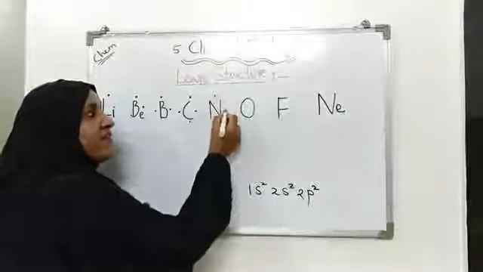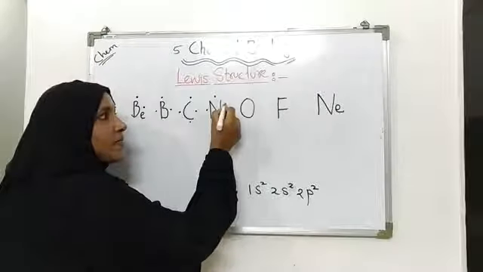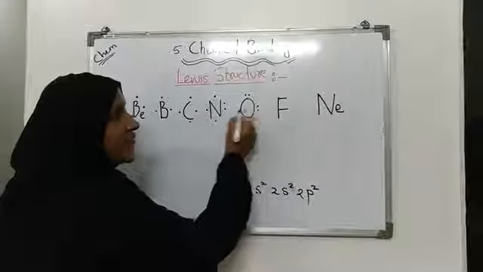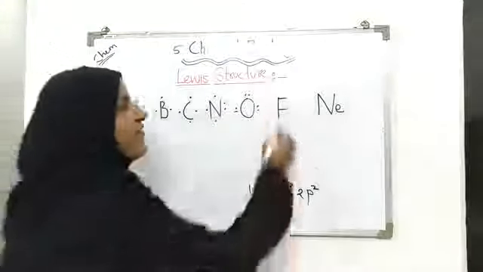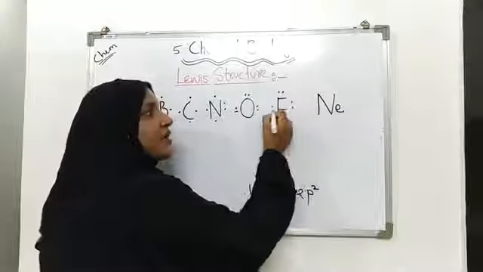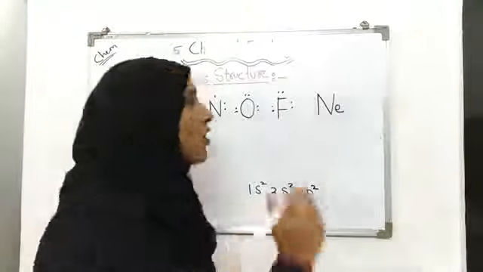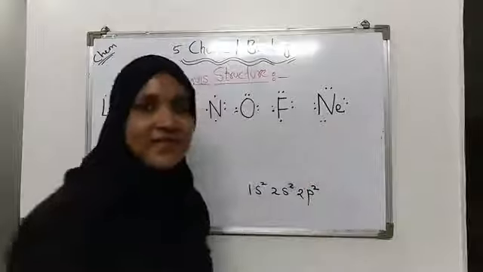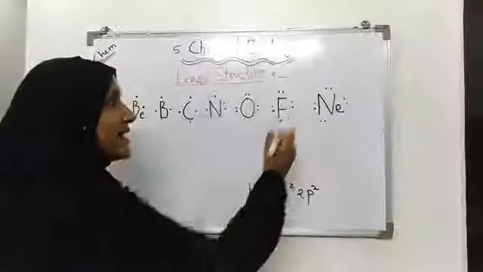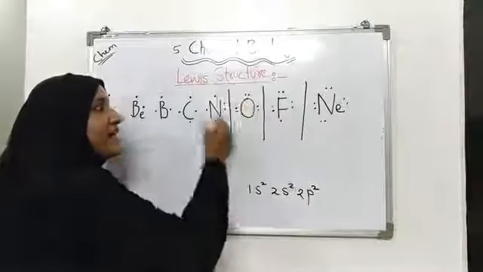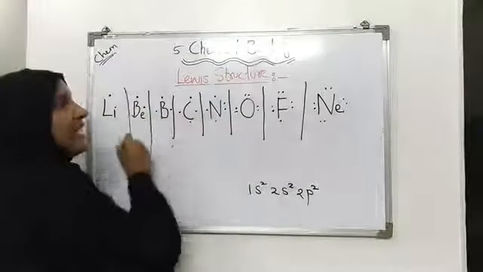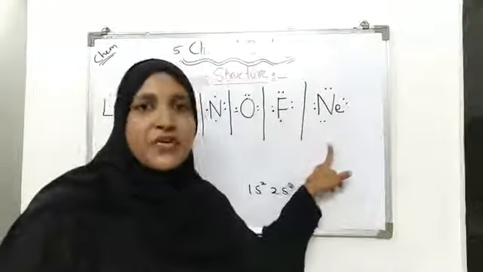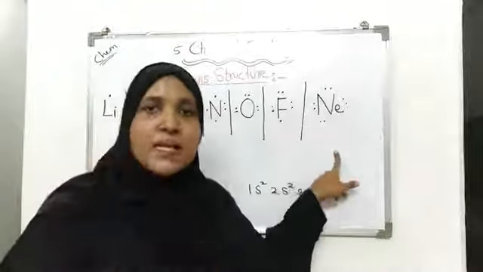Nitrogen will have 5 electrons. Oxygen will have 6 electrons. Fluorine will have 7 electrons. And neon will have the complete octet, that is 8 electrons in its valence shell. Okay. This is how we write the symbols of different atoms of different elements. We write the symbol of that atom along with the valence electrons, representing them by simple dots.